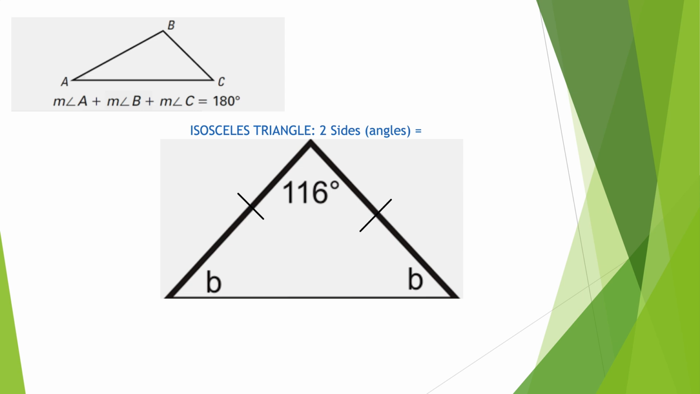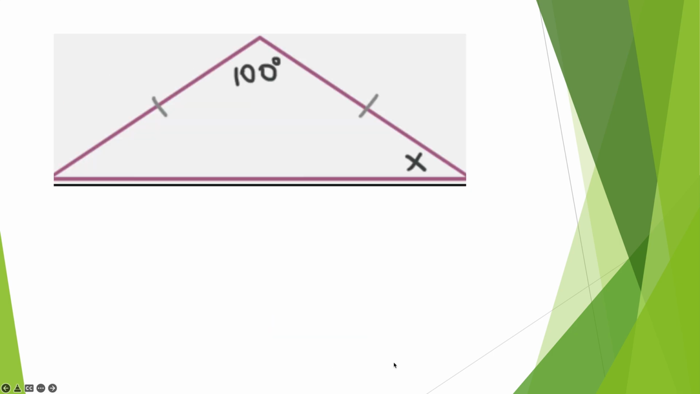Okay, so 180 minus 116 brings me to 64, but the two base angles are equal, so I do 64 divided by 2, and I get 32. Try this one. That 100 is the vertex angle, and you know by these gray marks on each of the legs over here that that is an isosceles triangle, and the sides are congruent. So again, find x.